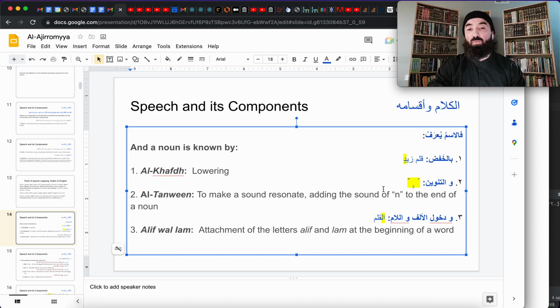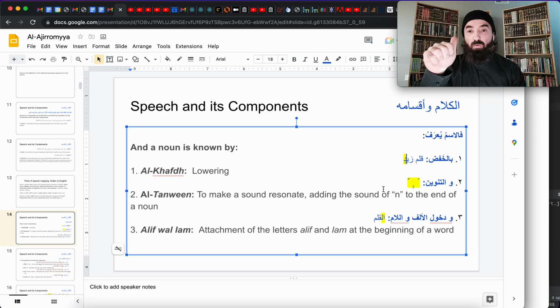So that is tanween. As soon as you see tanween at the end of a word, that is also another sign of that word being a noun, right? So you know for sure that word is a noun. As soon as you see tanween at the end of a word, you know that word is a noun. Very easy. So the two that we've gone over so far are the khafd.